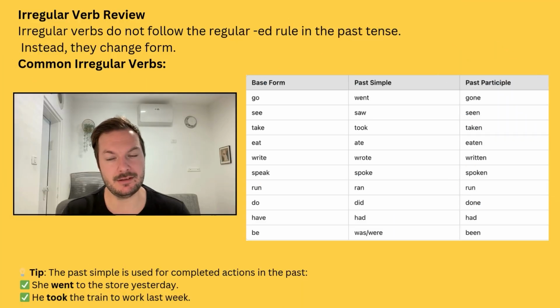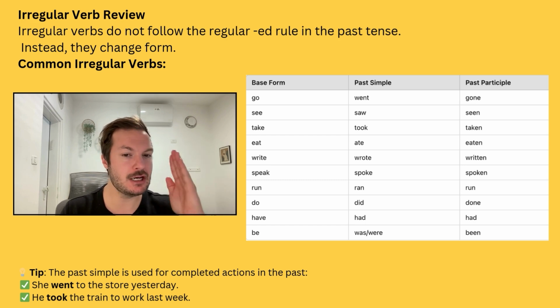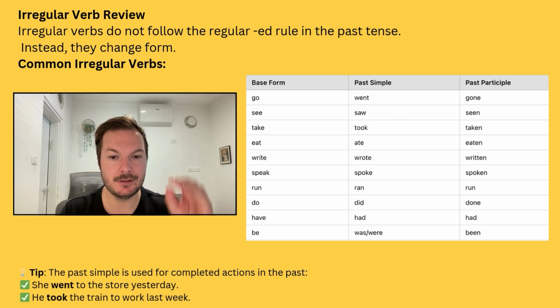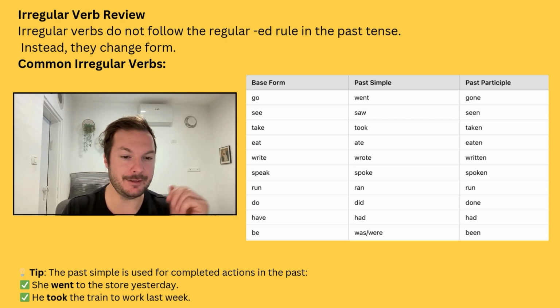A little bit about the irregular verbs. They do not follow the regular -ed rule in the past tense. Instead, they change forms. Here are some common irregular verbs. There's about 50 of them that you need to know. We've got go, went, gone. See, saw, seen. Take, took, taken. Eat, ate, eaten. Write, wrote, written. Speak, spoke, spoken. Run, ran, run.